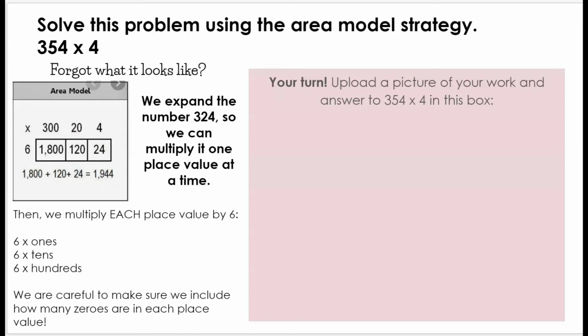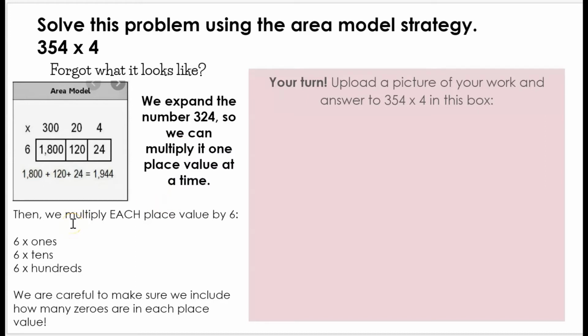But to make it a little bit simpler for us, we're going to expand the number 324 into 300, 20, and 4. That way, we're finding the area one partial product at a time. 6 times 300, 6 times 20, and 6 times 4. Once we found the area of all these three smaller sections of the tape diagram, we can add them together and solve for our total. So here are the instructions for an area model of this number sentence. We expand the number 324 so we can multiply it one place value at a time.